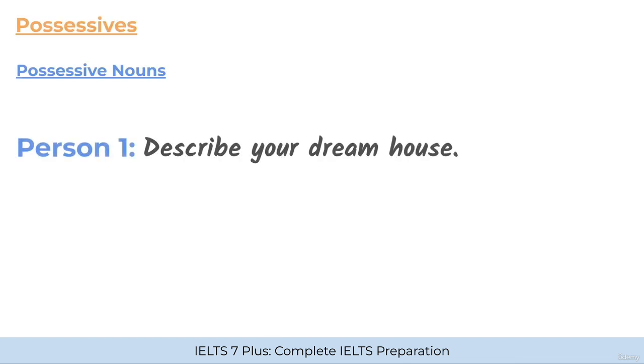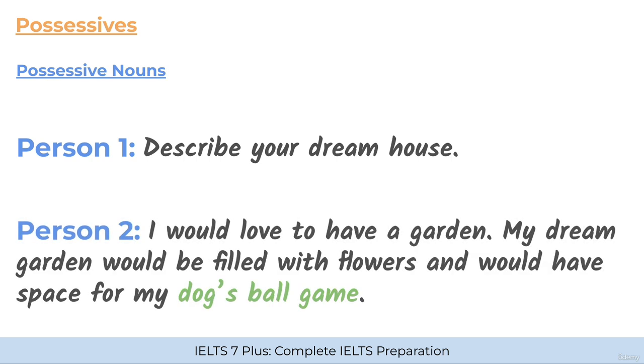For example, describe your dream house. I would love to have a garden. My dream garden would be filled with flowers and would have space for my dog's ball game. So the ball game belongs to the dog here. That's the dog's favourite game here. And that is shown with the apostrophe and S.